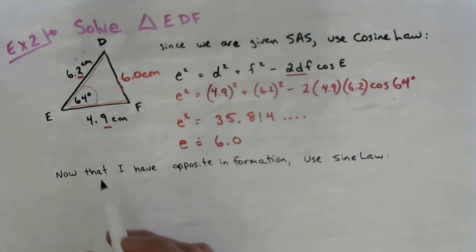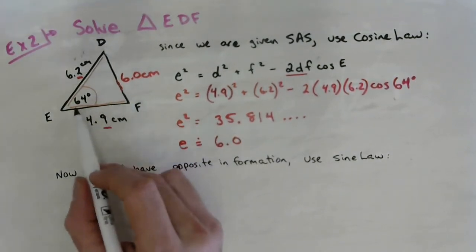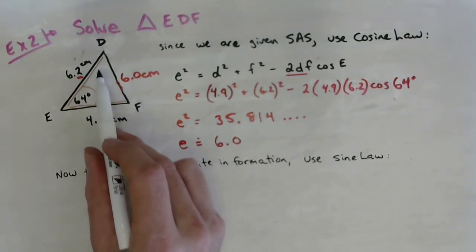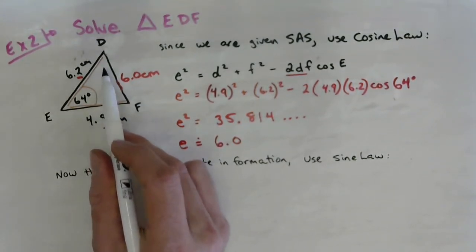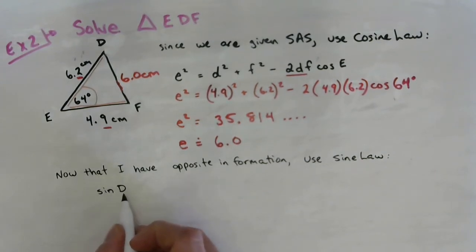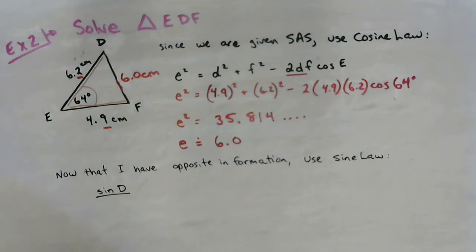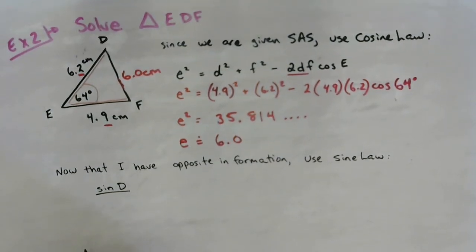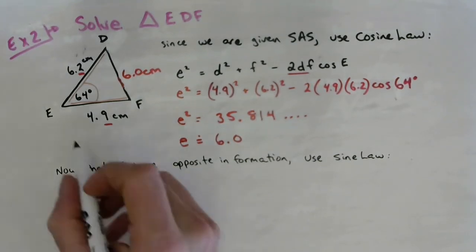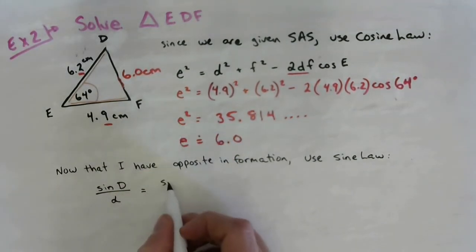All right, so I know I'm going to be using E and E because that's my completed ratio. Let's solve for angle D first. Because I'm solving for an angle, I'm going to put the sine of D on the top, and I'm going to write the general form that I'm going to be using. That's going to be over side length D, and my completed ratio is sine E over lowercase e.